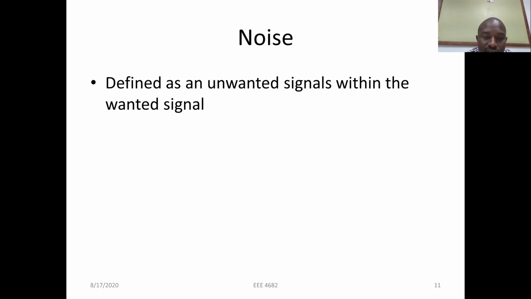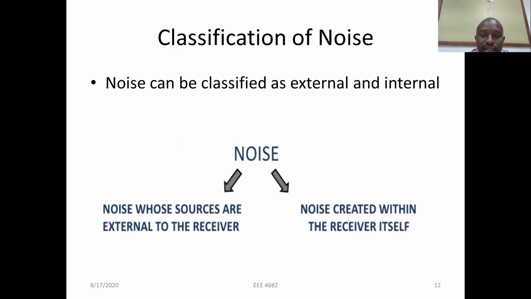Talking about noise, noise is defined as an unwanted signal that falls within the wanted signal. Usually, this signal is electrical in nature. It could be in the form of current, it could be in the form of voltages. So these voltages or currents that fall within the wanted signal, which is also equally electrical, is basically what is defined as noise. Noise can be classified as external as well as internal. Noise whose sources are external to the receiver is what we call external noise. Noise created within the receiver, within the equipment, is what is known as internal noise.